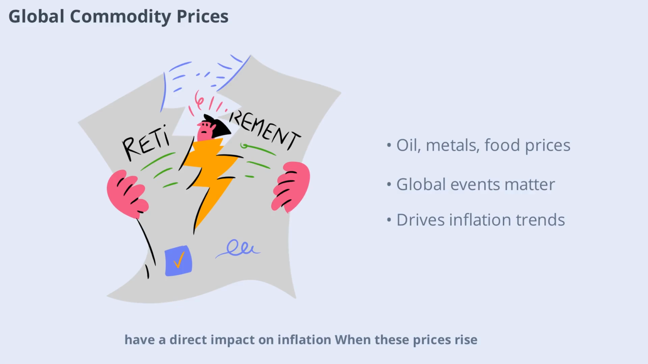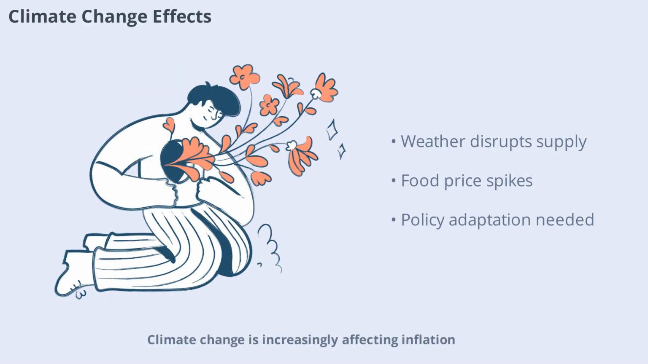When these prices rise, the cost of goods and services often follows. Global events, weather patterns, and geopolitical tensions can all influence commodity prices, making them a key factor in global inflation trends. Climate change is increasingly affecting inflation. Extreme weather events can disrupt food production, damage infrastructure, and create shortages, all of which push prices higher.